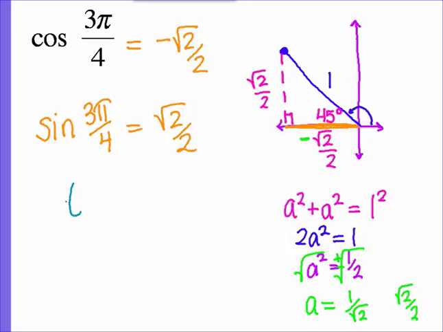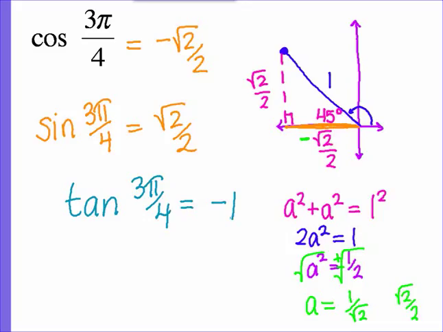What's the tangent? Root 2 over root 2. So negative 1. It's negative 1. Yes, because they're the same. Tangent is opposite over adjacent. Those are both the same. The only thing different is the negative.